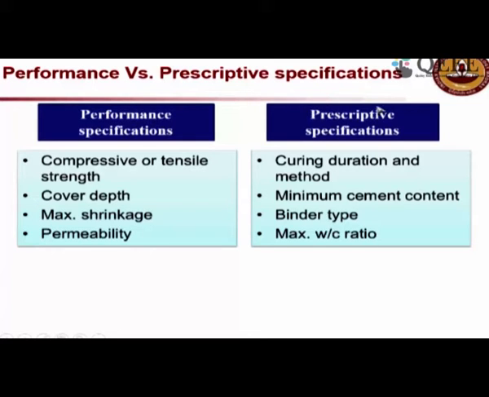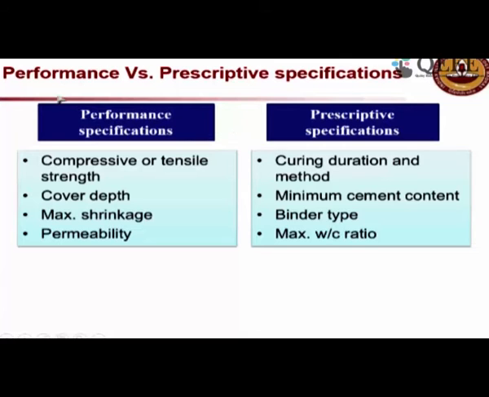We have been going for prescriptive specifications in the past, where curing duration and what method to cure, the minimum cement content, the type of binder to be used, the amount of water and cement to be used, etc. are given. These are like a prescription: you only tell the worker or the people at site how to do things or what to do, not what to achieve.